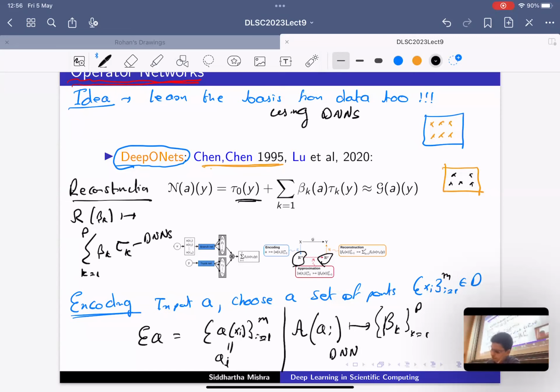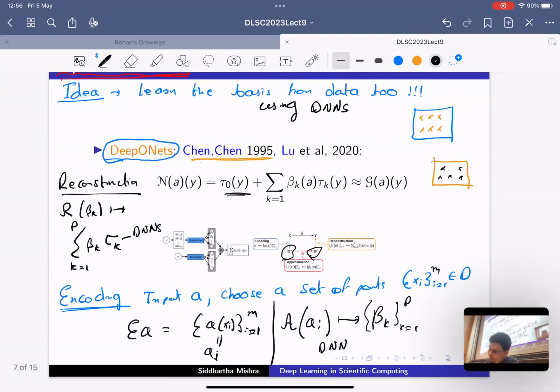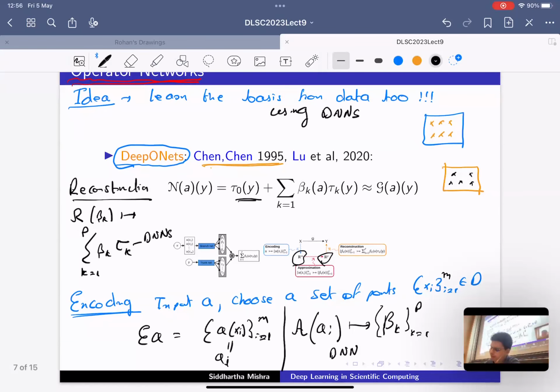So with the DNN, what is the sort of workflow here? So there is some extra bias term here. It's not essential, but one can also add a bias term, so you can think of it as a basis with one term as 1. Okay, so then this is the reconstruction.